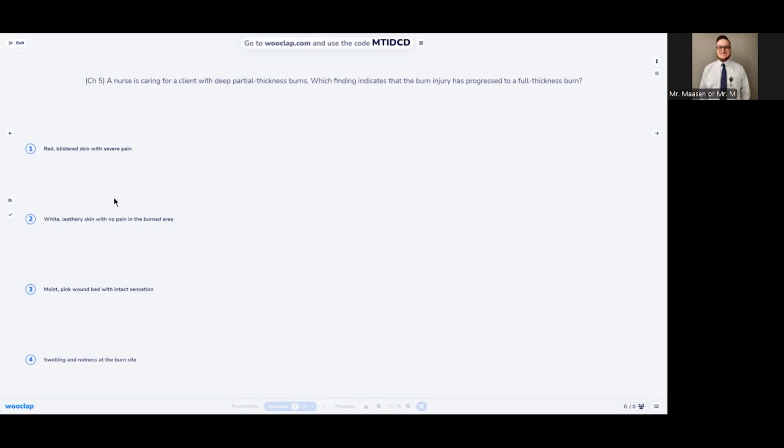So another question: they're caring for a client with a deep partial thickness burn, which finding indicates that the burn injury has progressed to full thickness? So deep partial, this is somewhere in between stage 2. What would we say that we note now that these are stage 3 or full thickness?